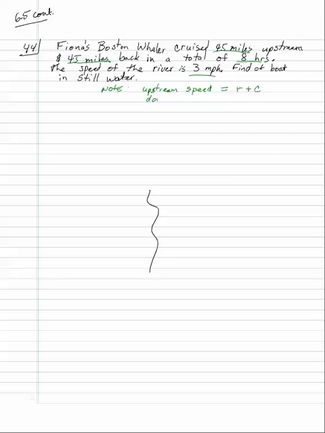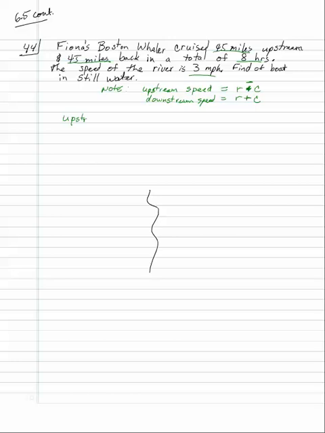And going downstream, relative to the shoreline is going to be the rate of the boat in still water. Oh, this is backwards. This one should be minus. So if it's going against the stream, it's making you go slower. So upstream it's minus C, downstream it's plus C. Okay? So we're going to set up my chart.